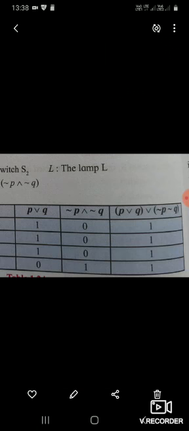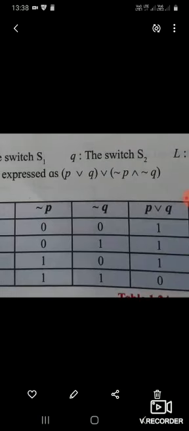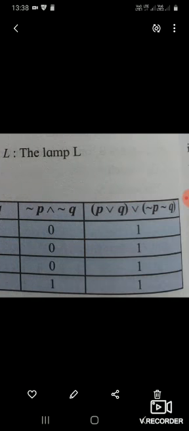You need not write the statement pattern. You have to find out only this much: what are the successful possibilities. Here all the possibilities are successful. All the different combinations are successful. Now let us go for the next one.